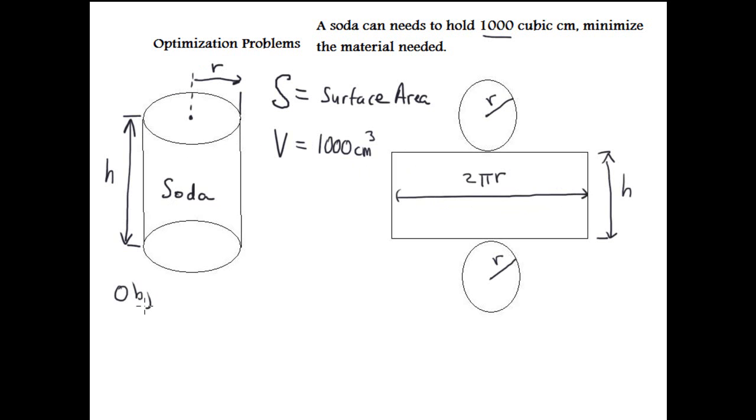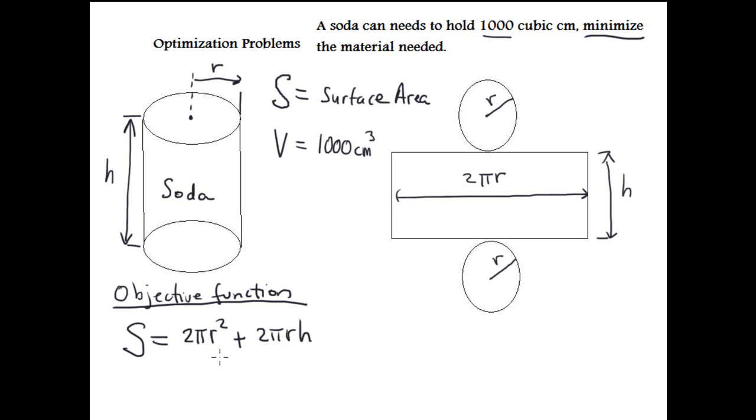So the objective function is the function that you want to minimize, no? Minimum material. It is the surface area: 2 circles, the area of a circle is pi r squared, so 2 pi r squared, plus this rectangle, whose area is 2 pi r times h. This is the surface area. And the volume is the constraint: the volume of the cylinder, pi r squared h, and the volume is given as 1,000. This is the constraint, and there are connections between the variables, no?